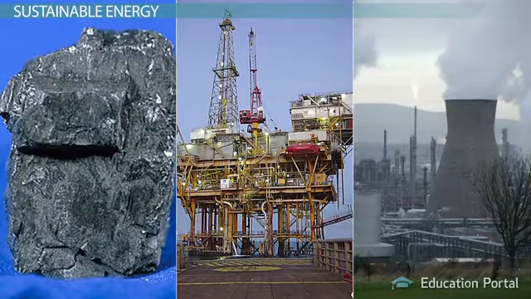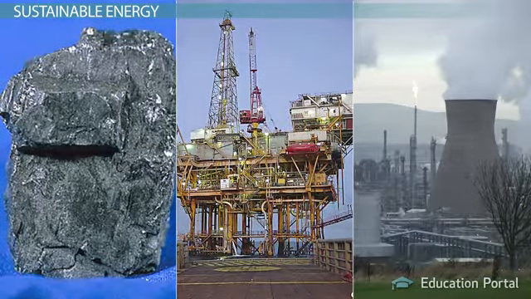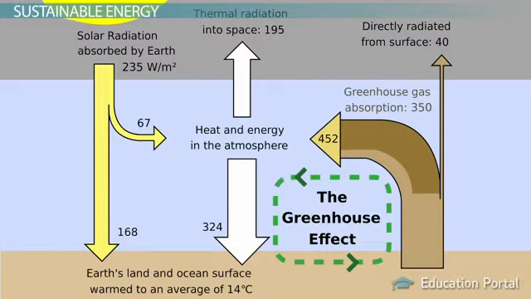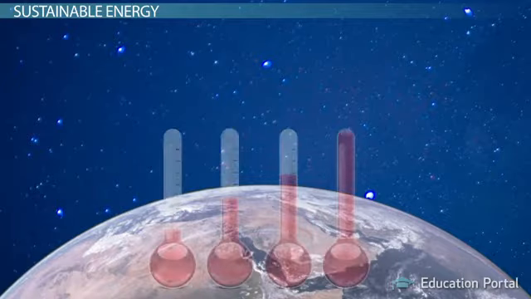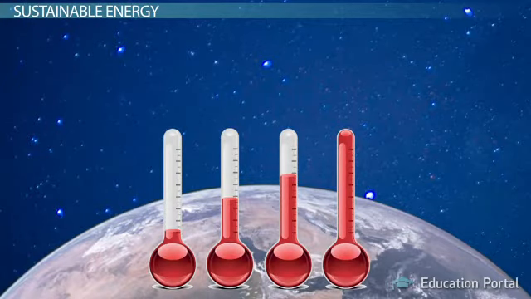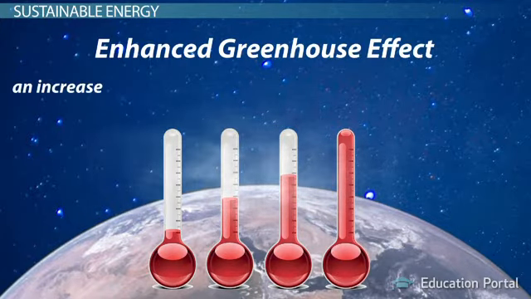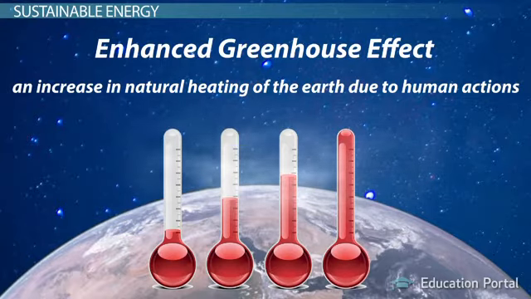The alternative to sustainable energy is energy from fossil fuels, such as coal, oil, and natural gas. These forms of energy are non-renewable because they all rely on a raw material that cannot be replaced during a lifetime. Fossil fuels also create negative effects for the environment when they are burned for energy because they release greenhouse gases, such as carbon dioxide, into the atmosphere. When greenhouse gases are present in the atmosphere, they trap heat and increase the temperature of the Earth's surface. The burning of fossil fuels is thought to lead to an enhanced greenhouse effect, which is an increase in natural heating of the Earth due to human actions.